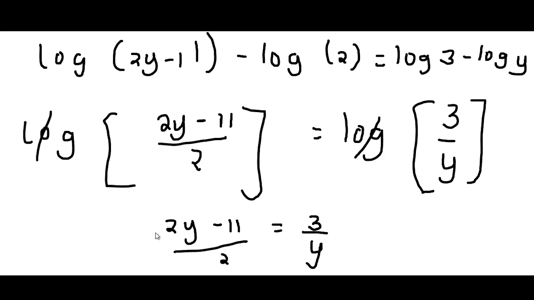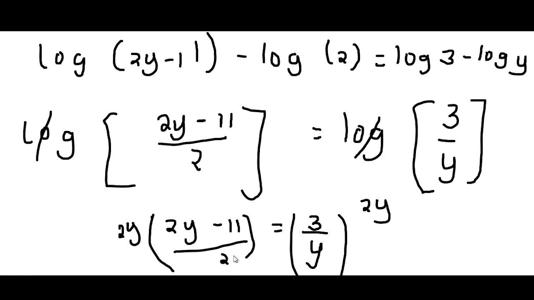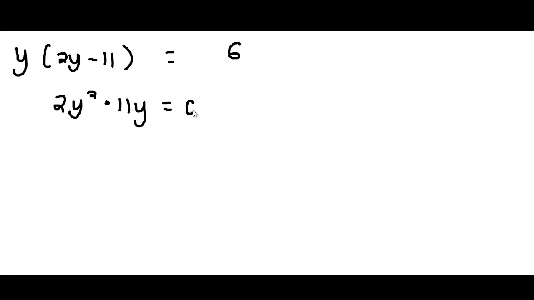So we can multiply both sides by 2y. When we multiply this side by 2y, we are left with y alone, and on this other side we are left with 2 times 3. So our equation will be y multiplied by (2y minus 11) equals 6. So it will be 2y squared minus 11y equals 6.